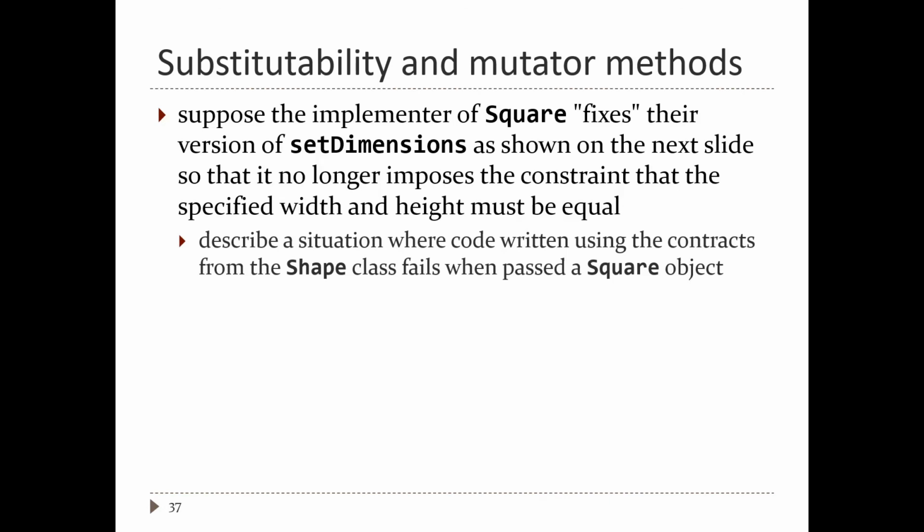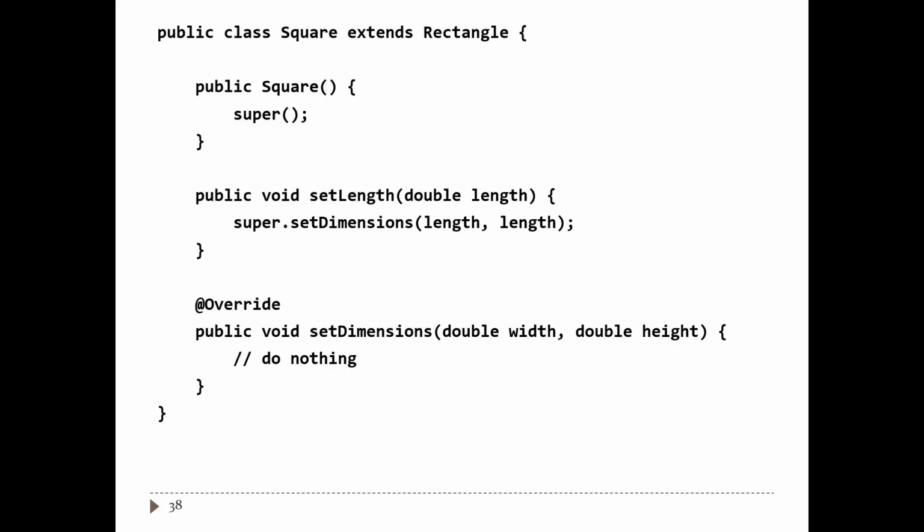Another example of set dimensions in the square class would be the following. Here, set dimensions is implemented so that it does nothing. So it doesn't throw an exception, which is good. However, it doesn't satisfy the shape contract because it doesn't actually change the width or height of the square.